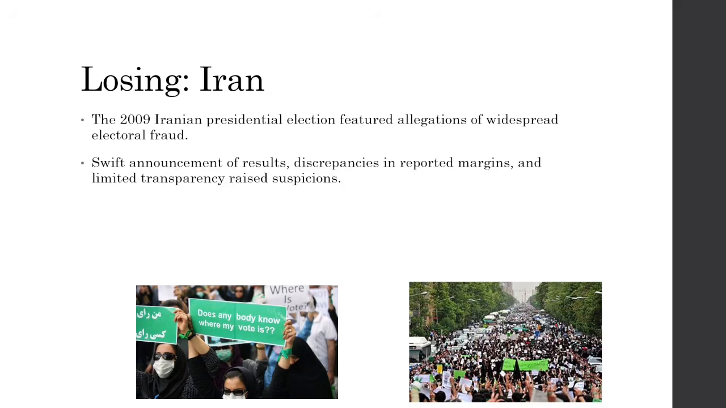There was a swift announcement of the results, very, very quick. So how did they have time to count all those votes? I don't know. There were discrepancies in reported margins and very limited transparency. They're like, all right, how did you collect the votes? Well, I don't know. Tell us. No. And that's kind of suspicious.